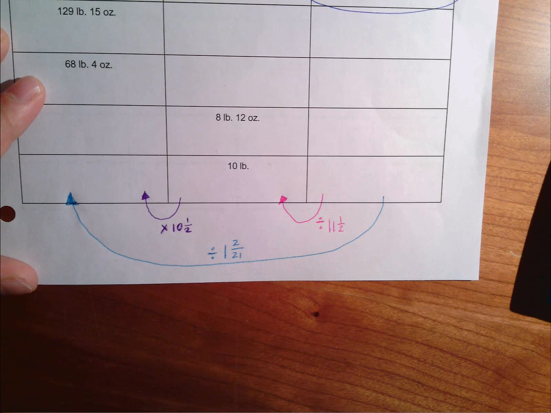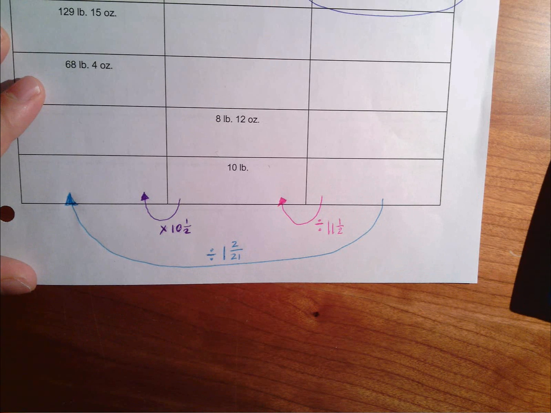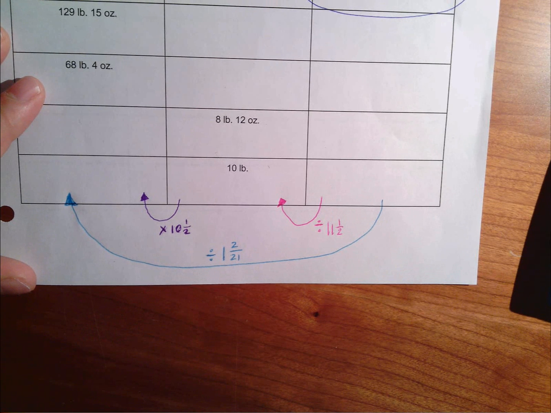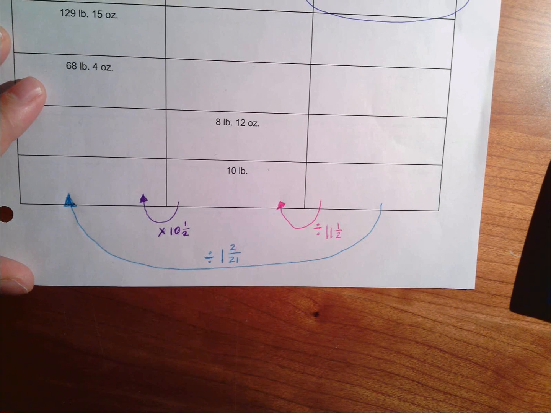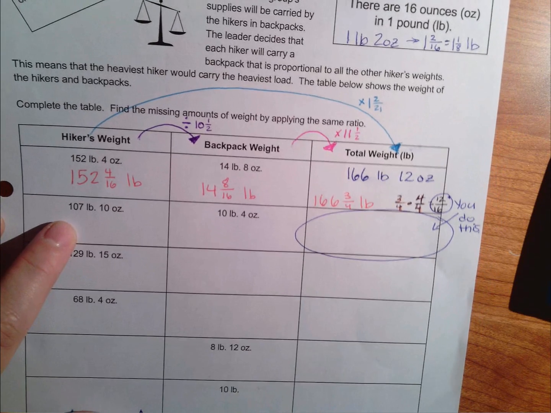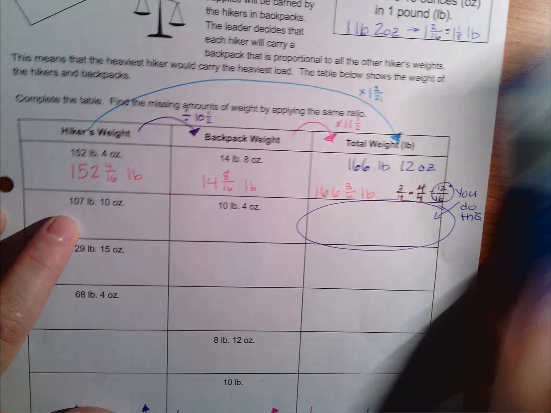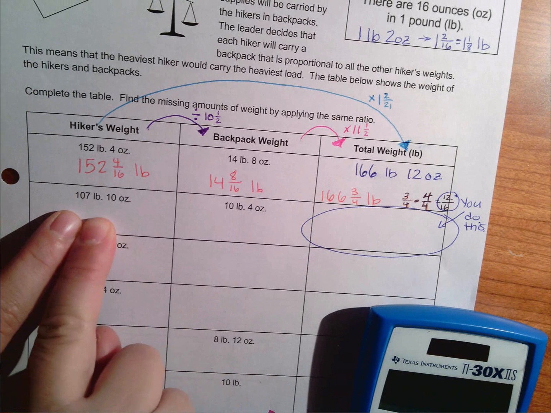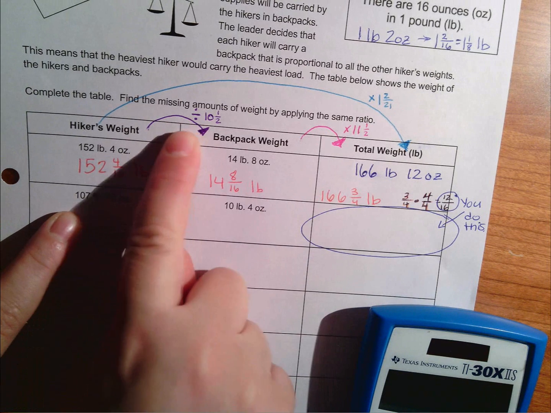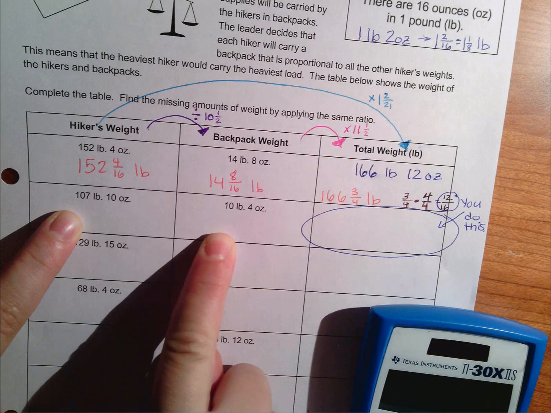So I'm supposed to be filling in my table, figuring out different hikers' weights and backpack weights, but I haven't actually done a lot of that yet. I've just done a lot of talking about my table. Before I fill out any more of my table, let's just confirm that we have the right numbers by looking at the next line. So what this is telling us is that if I take my hiker's weight and I divide by 10.5, I should get my backpack weight.